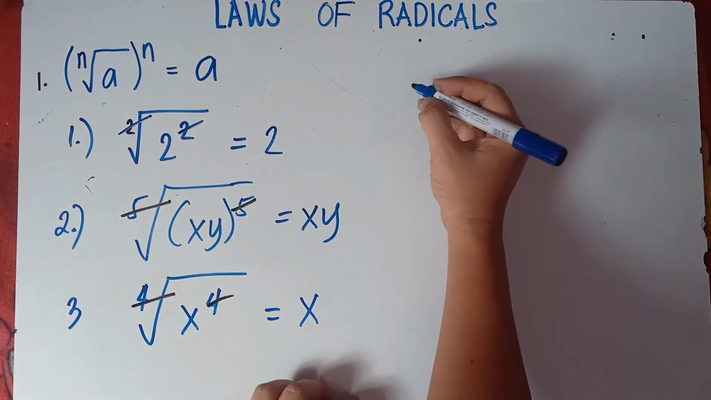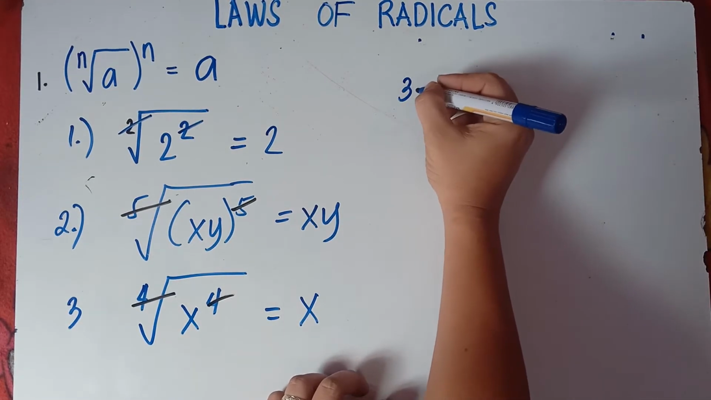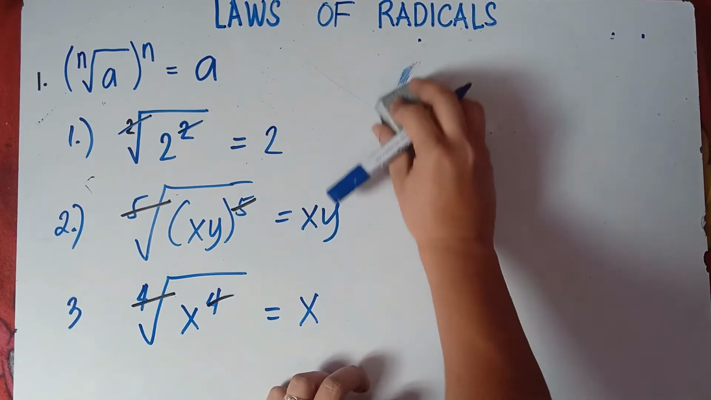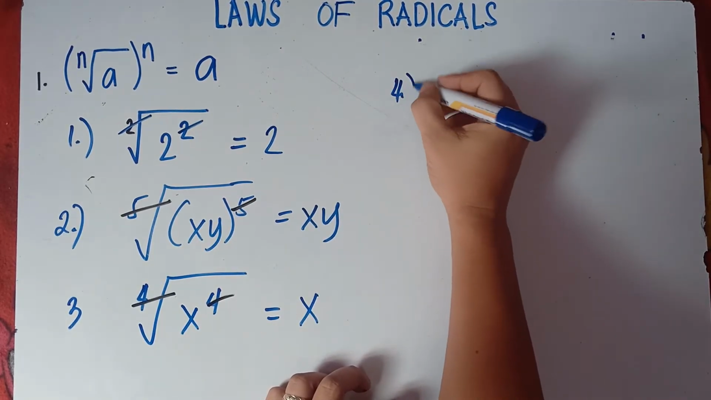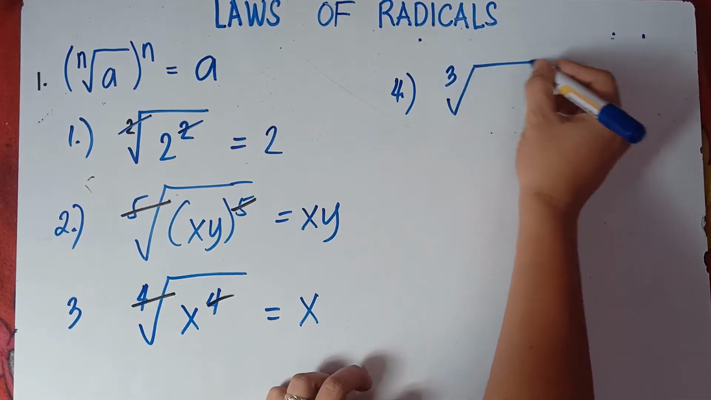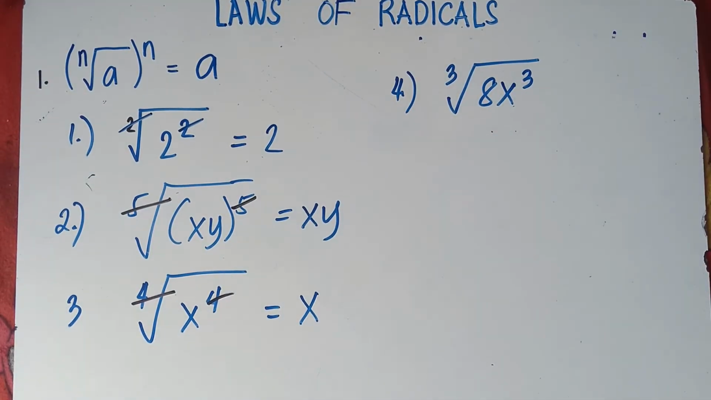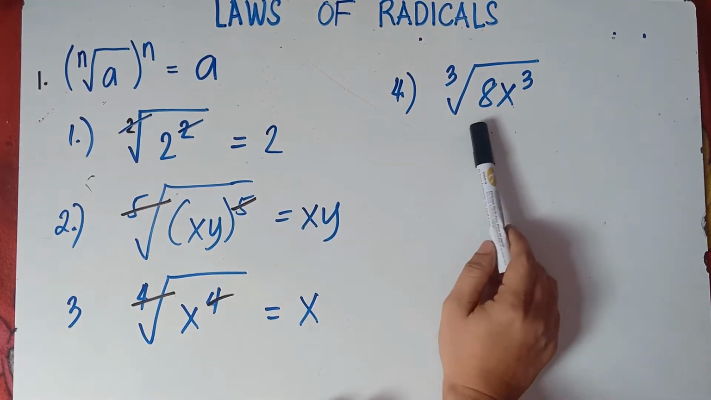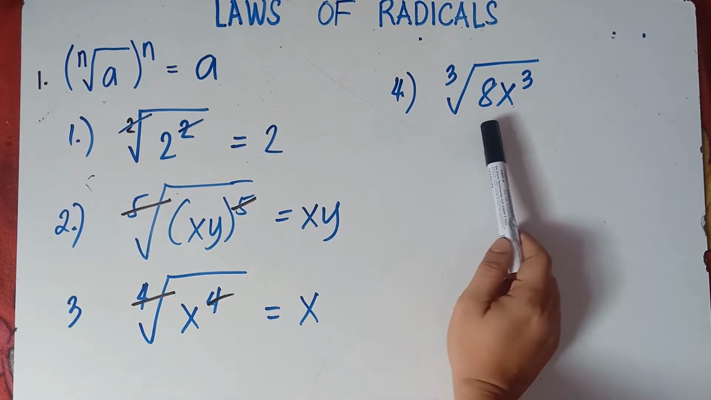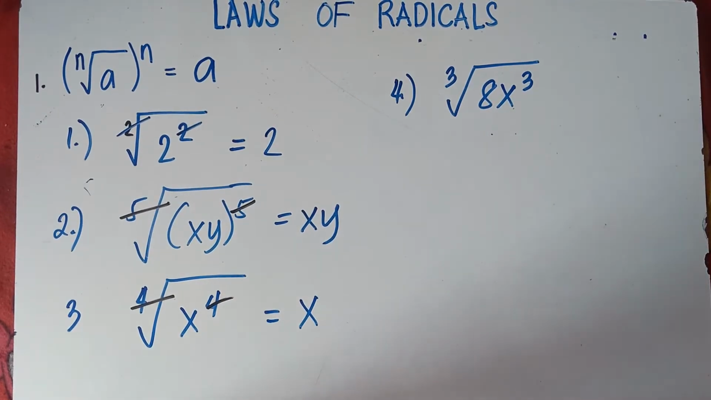So what if you have this one? Example number 4. Okay, let's try this one. The cube root of 8x cubed. How will you simplify that one? For the cube root of a number 8, do you have a cube root of 8, class? What do you mean by the cube root of 8?